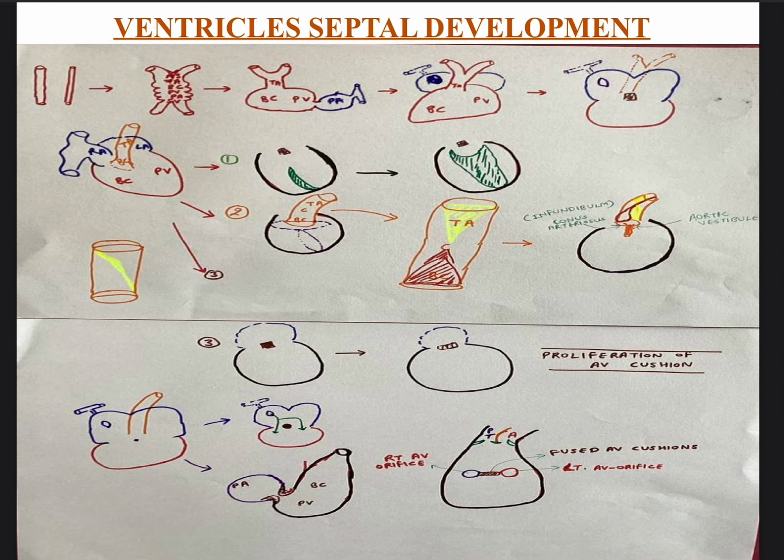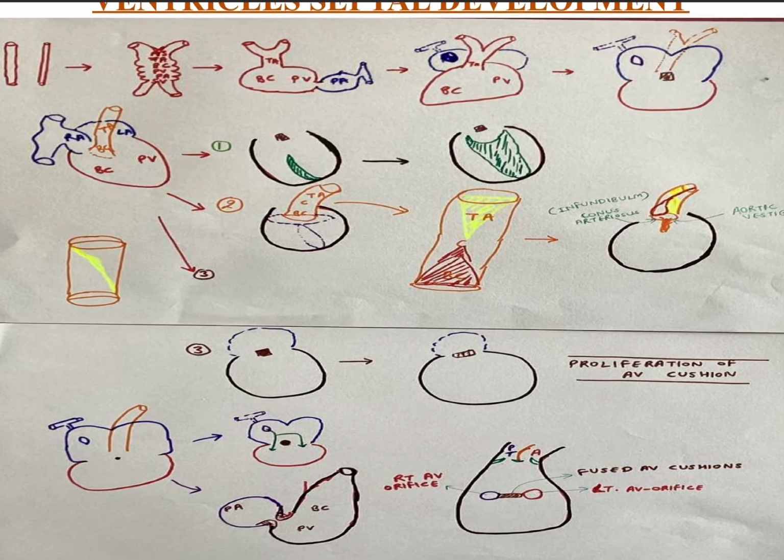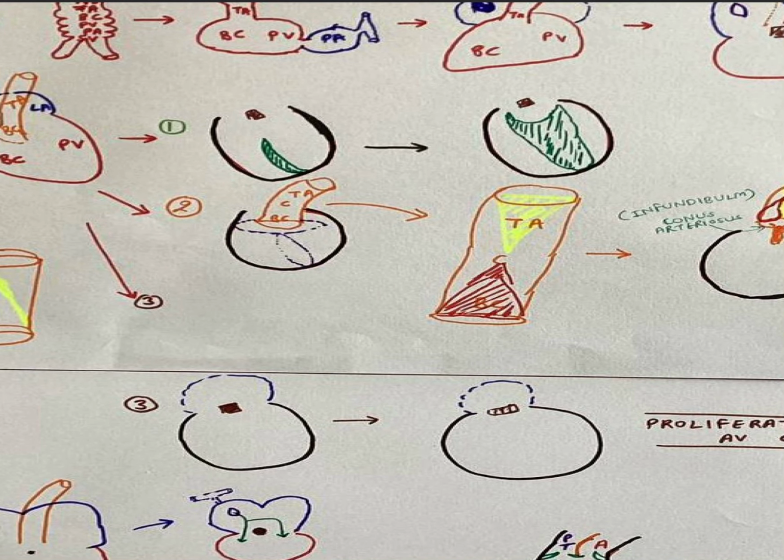How does the ventricular septum develop? The ventricular septum develops through three parts. First part is the muscular part. Please see carefully. This is the muscular part. Second part is the infundibular part. This is the infundibular or outflow part. This outflow part is developed through bulbus cordis. Okay, friends?